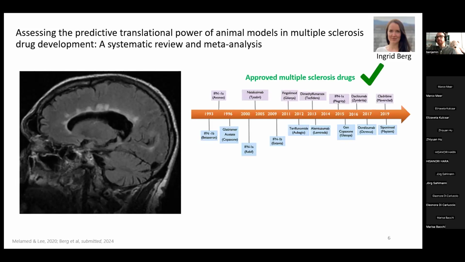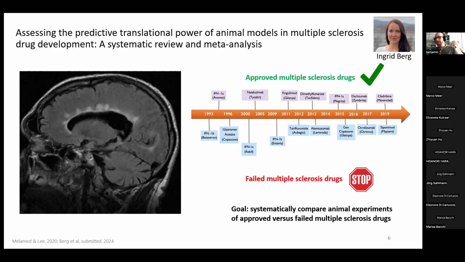And over the last 20 years, these have obtained regulatory approval and are nowadays used in the clinics to treat patients. And at the same time, there are also drugs which were tested in MS patients, but maybe they were toxic, or they didn't show efficacy, so they dropped out during the clinical development, and so they're not used today. They failed in clinical development. And so we asked the question, could we have predicted whether a drug obtains regulatory approval or whether it would fail in a later clinical trial based on the animal experiments? So could we have known in advance which status a drug will achieve later based on the outcomes of the animal experiments? And that's what Ingrid has done in her master's thesis.